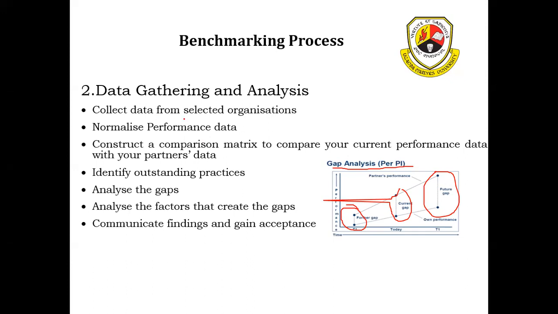So we start with collecting data from the selected organization. You normalize performance data. That means you clean up your data. Here is a typical example where you'd have determined this is where we were before, this is where we are now, and this is where we want to go. Then you construct a comparison matrix to determine the current performance, identify outstanding practices, analyze the gap, analyze the factors that create the gaps, communicate the findings, and gain acceptance.